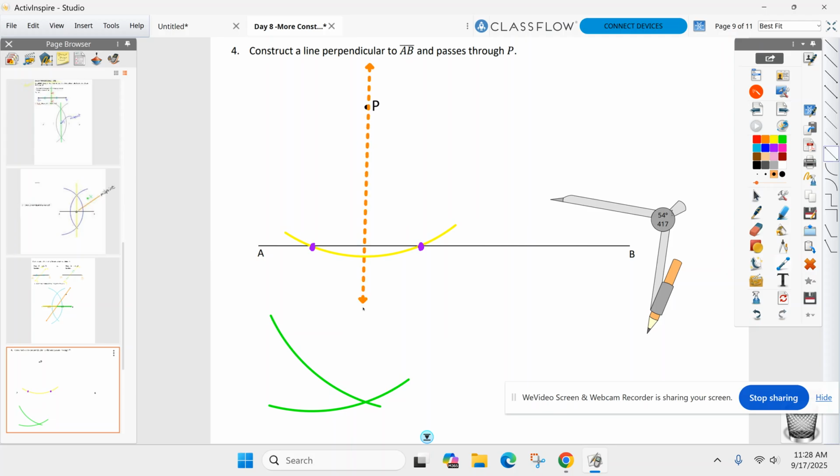And then you don't have to do a dash line. I'm just doing it so you guys can see it up here on my screen. There it is.